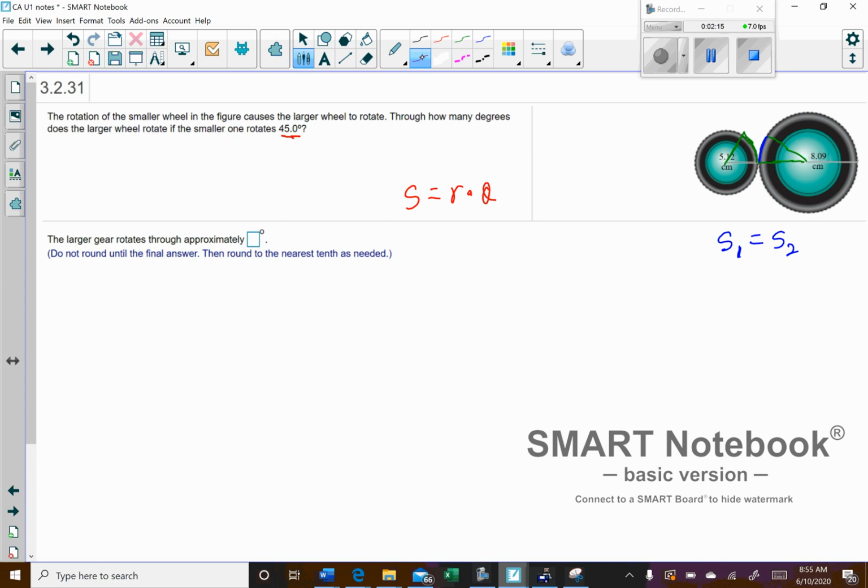So the small gear, that arc length is 5.12 times 45 degrees, okay? And then that's equal to the arc length of the larger gear, which has a radius of 8.09, and then we're going to multiply that by, we don't know, so we'll call it theta, right? That's our angle of rotation for the large gear. And then all you have to do here is divide both sides by 8.09, and we should be good.